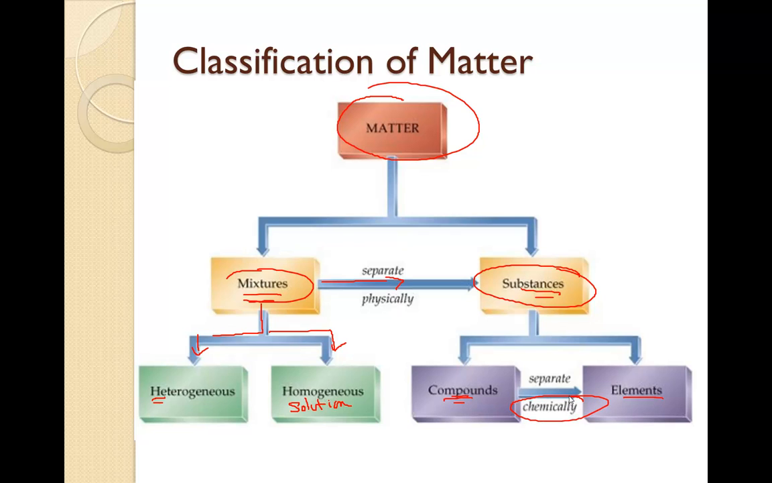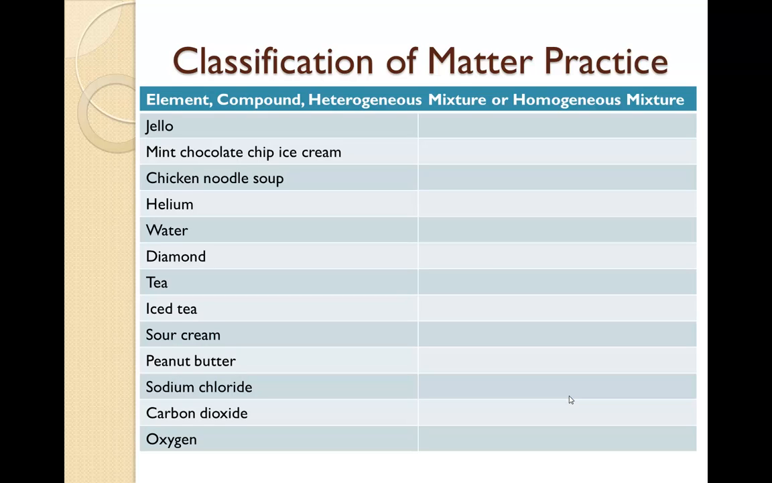So let's take some practice with this. Jello. No matter where you look at the Jello, it should look all the same. However, it is a mixture because you have the water combined with the powder stuff. So it's considered a homogeneous mixture.